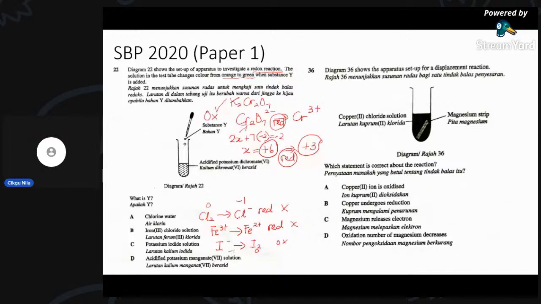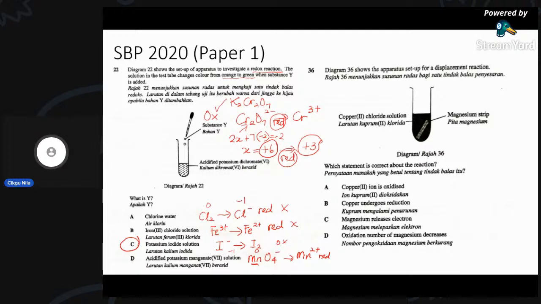So we want oxidation. Acidified potassium manganate solution over here: MnO4 minus becomes Mn2+. You can find this is also another reduction reaction. So your answer is C.